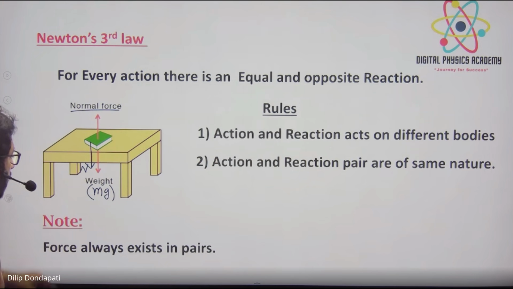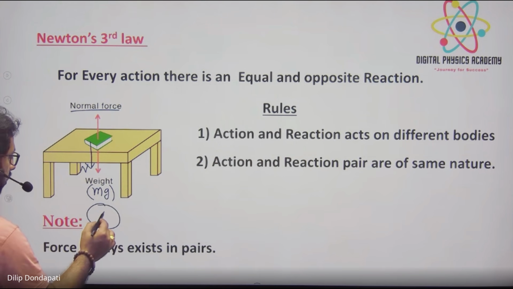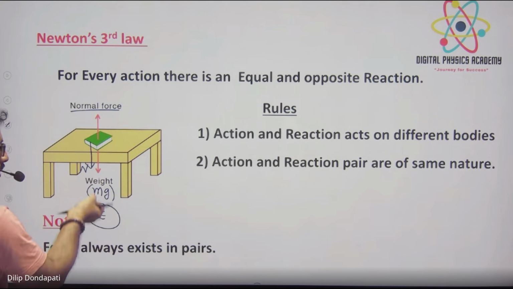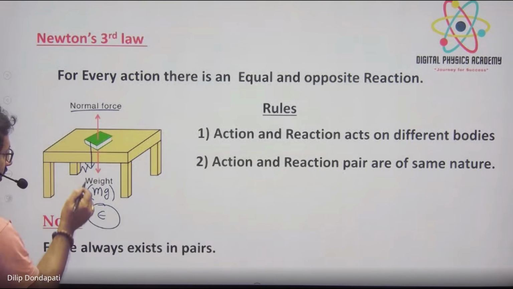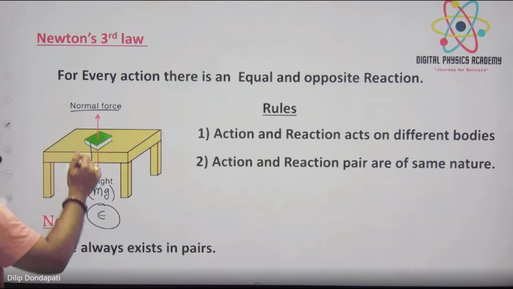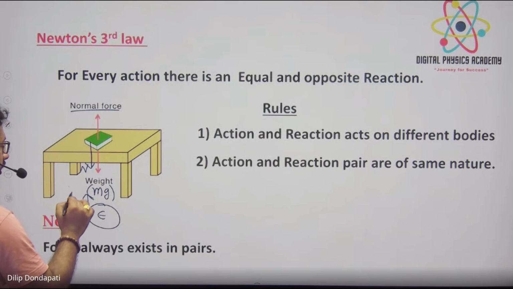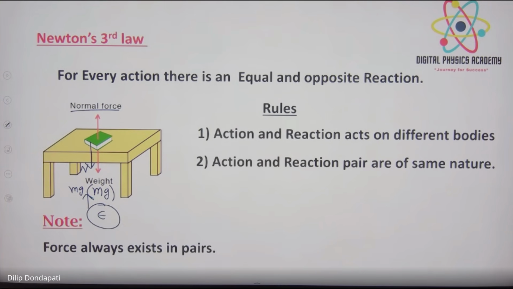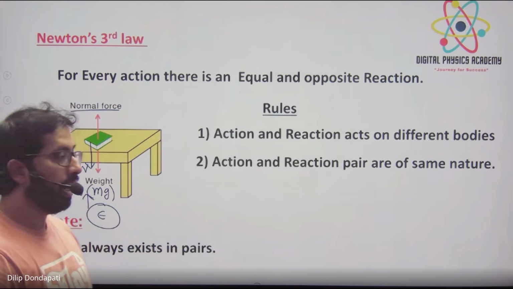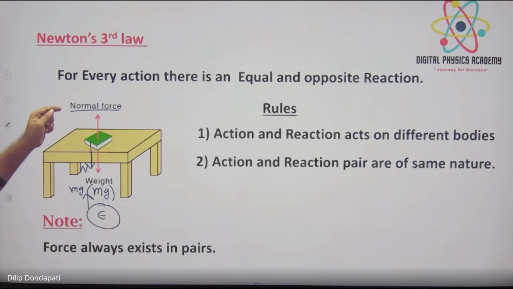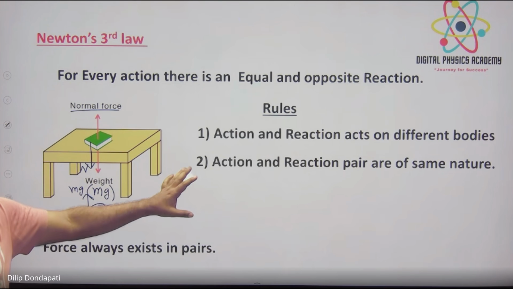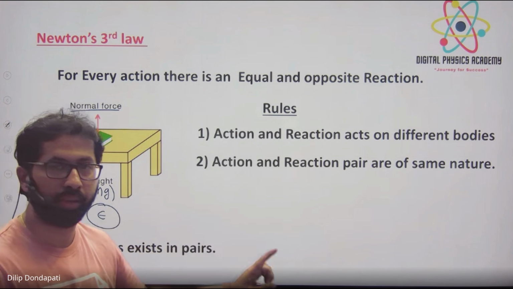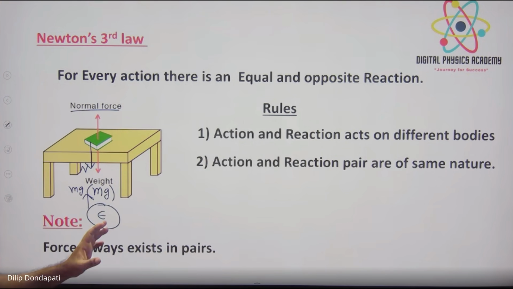Now for mg, the earth always pulls the object towards the center of the earth, right? Now this is the action. The book also pulls the earth in the opposite direction, mg. So these are an action-reaction pair. They act on different bodies, okay, and they are of the same nature. Look, the reaction of the normal action will be normal action and the reaction of mg will be mg only. Both conditions should be satisfied. Then only we can say they are an action-reaction pair. Understood? Newton's third law.